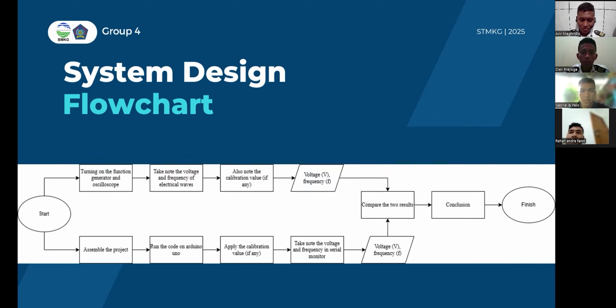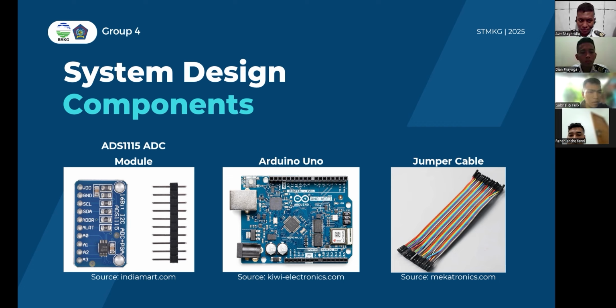Next, the project hardware is assembled, and the Arduino Uno is programmed with the necessary code. Afterward, any calibration value is applied to the system. Once the setup is ready, the AC voltage and frequency are measured and logged using the serial monitor. Both sets of results, from the oscilloscope and from the Arduino Uno, are then compared to ensure accuracy. Finally, conclusions are drawn from the comparison, summarizing the reliability and performance of the project. The process ends here, completing the AC voltage measurement workflow. Next, here are the components used in the system design.